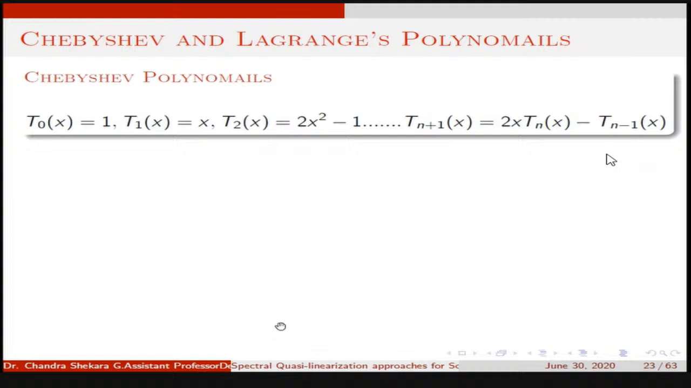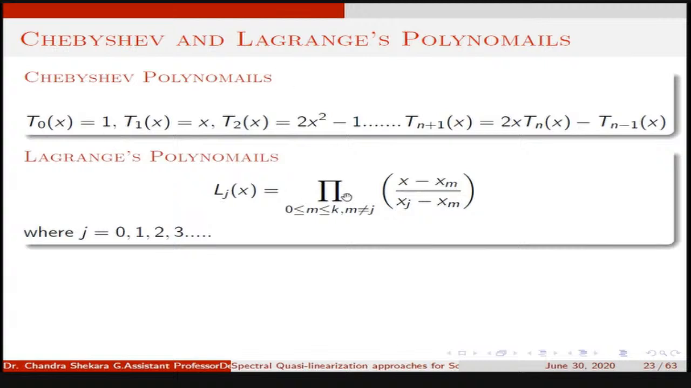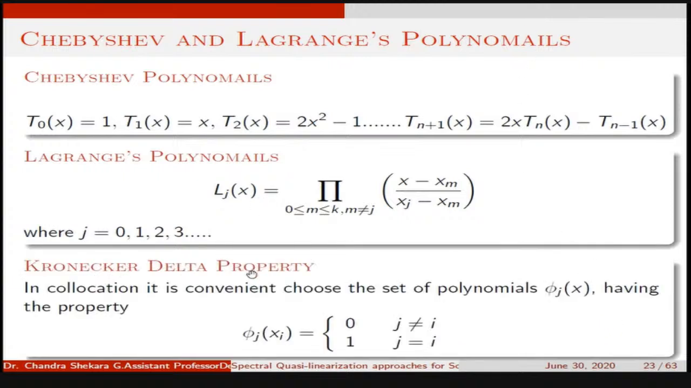Now, before jumping into solving a differential equation, let me quickly give some important properties of Chebyshev and Lagrange polynomials. The Chebyshev polynomials are T0 is 1, T1 is x, T2 is 2x squared minus 1, and this is the recurrence relation for general Chebyshev polynomials: Tn plus 1 is 2x times Tn minus Tn minus 1. Then L of x is the product of x minus xm divided by xj minus xm, called Lagrange polynomials. These Chebyshev and Lagrange polynomials satisfy the Kronecker delta property.